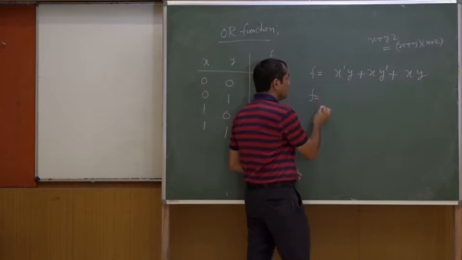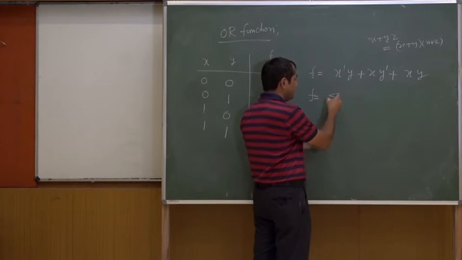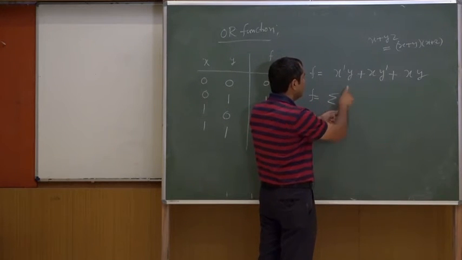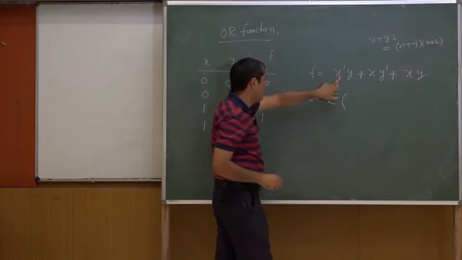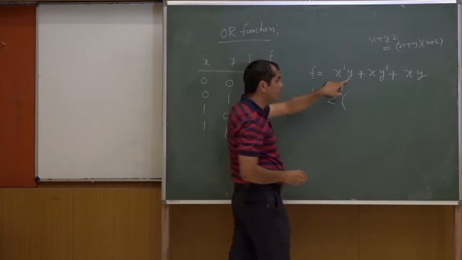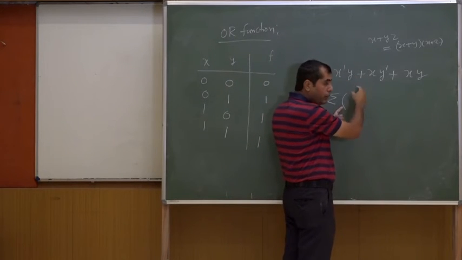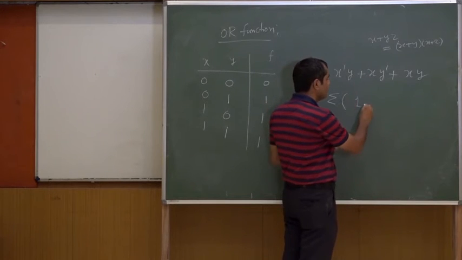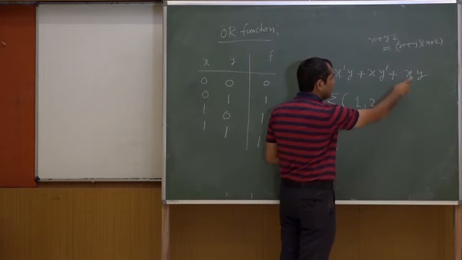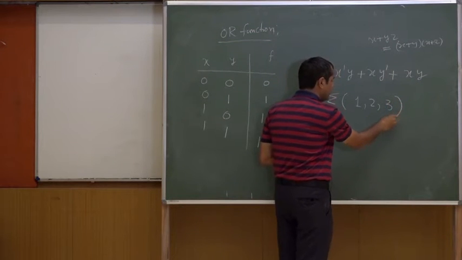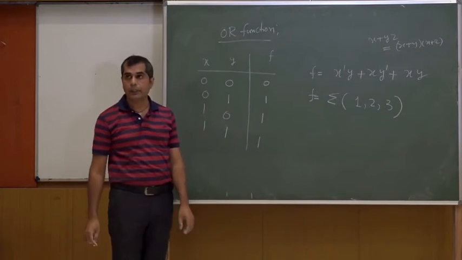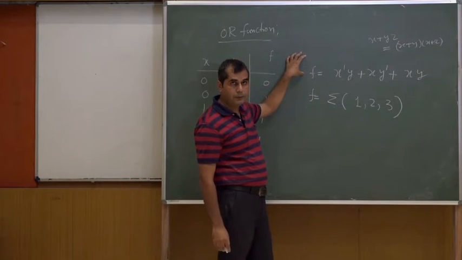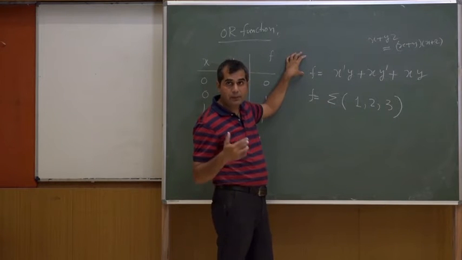F is the summation, that indicates the OR operation of all min terms, and then the min terms: this is x bar y. X bar y means m0, m1. So m1 can be simply written like this, 1, this is 2, and this one is 3. So I can write it like this. This is called the sum of product form representation of a function.